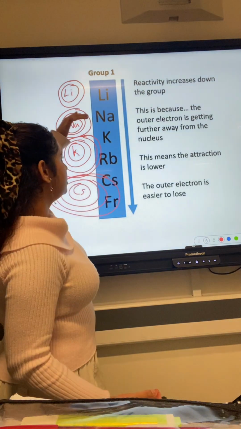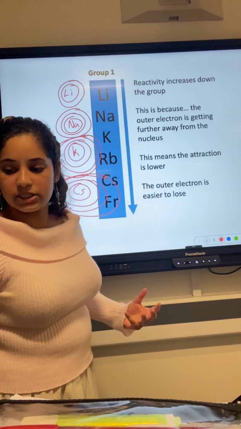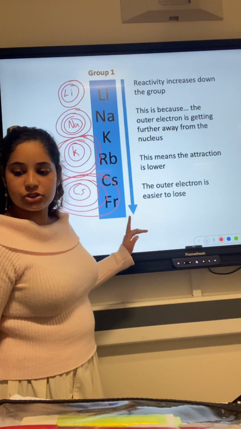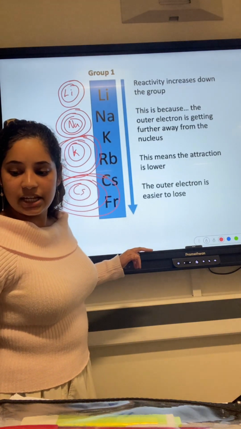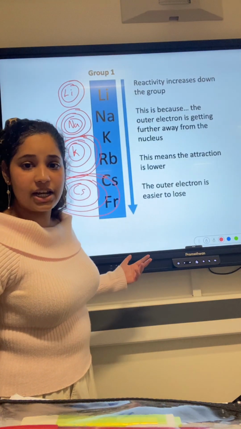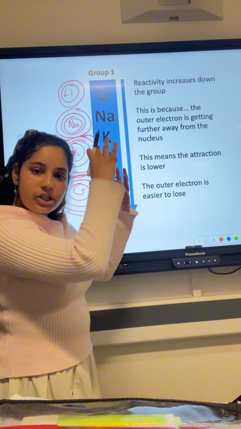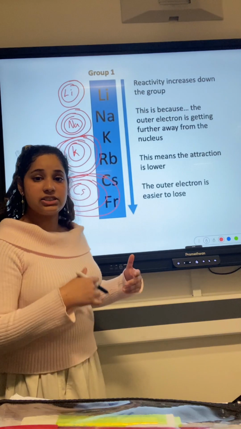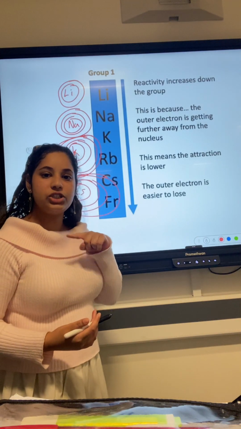The reason why shielding increases is because the number of electrons will increase. So if you look at your periodic tables, lithium will have 3 electrons, sodium will have 11, potassium will have 19, rubidium will have 37, cesium will have 55, etc. So as we go down group 1, the number of electrons increase, which means the number of shells will increase. So we use this keyword called shielding.